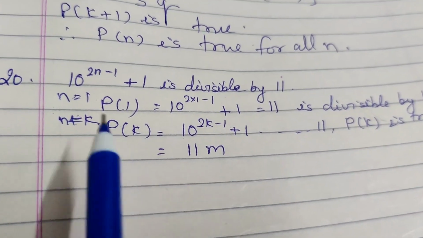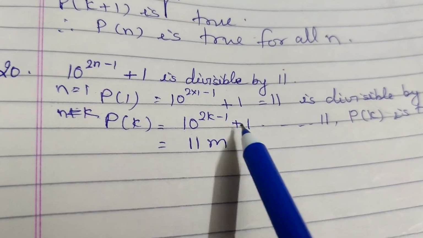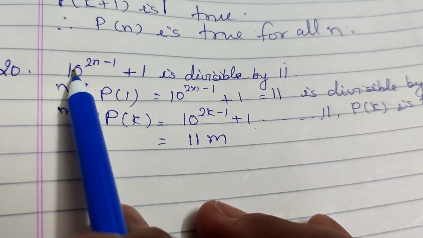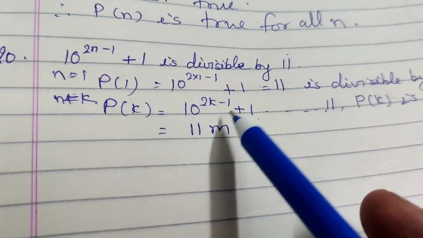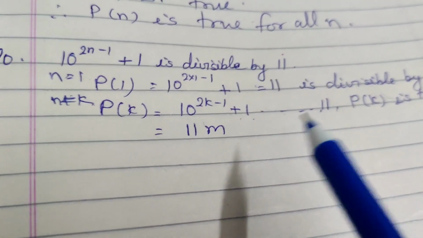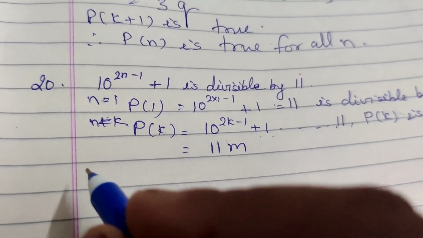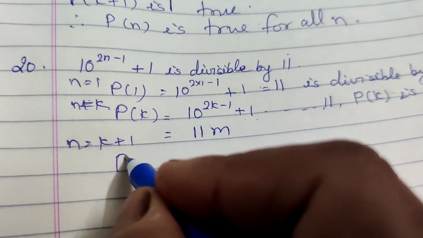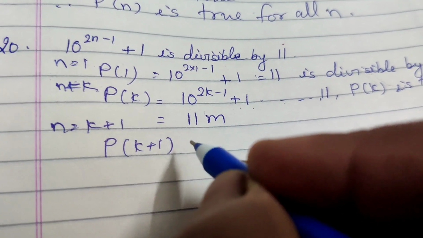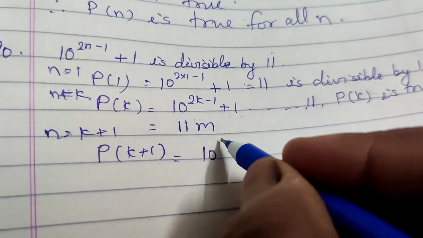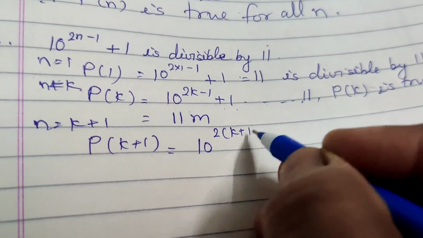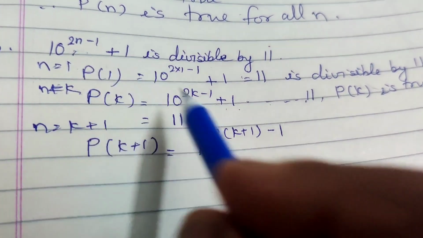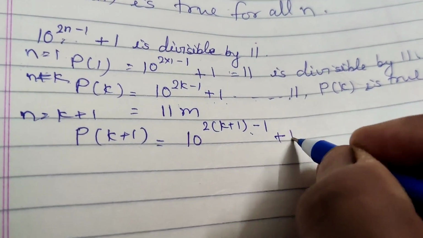If Pk, 10 raised to power 2k minus 1 plus 1 is divisible by 11, because 10 raised to power 2n minus 1 plus 1 is divisible by 11. Therefore this is equal to a multiple of 11. Now n equal to k plus 1. Just put the values and check whether it is divisible by 11 or not. Just put n equal to k plus 1 minus 1 and plus 1.